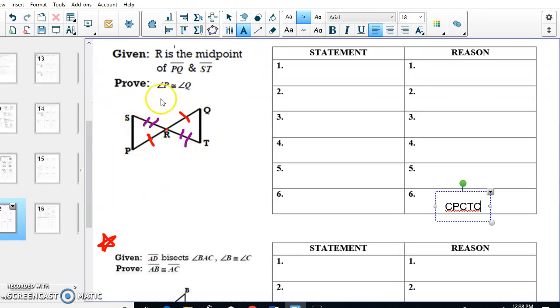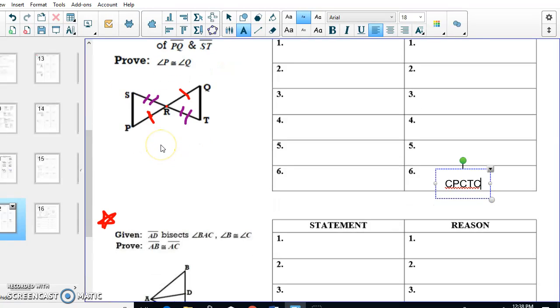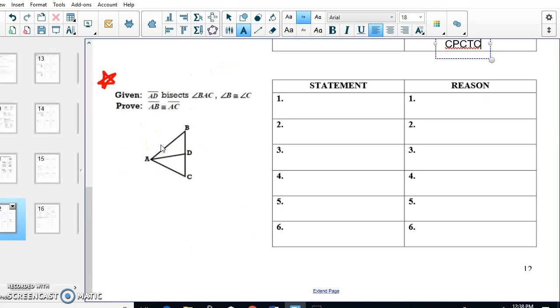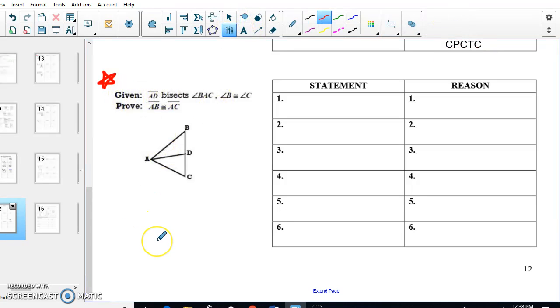What do I have here? You should notice something from my previous example, from what I have labeled. Here, remember an angle bisector. AD bisects angle BAC. So, bam, what does that mean? It means these become congruent. And then the only other information they give us is that angle B is congruent to angle C.